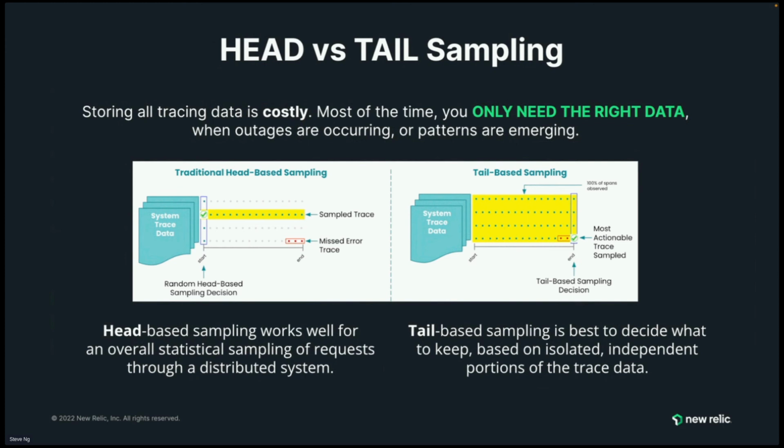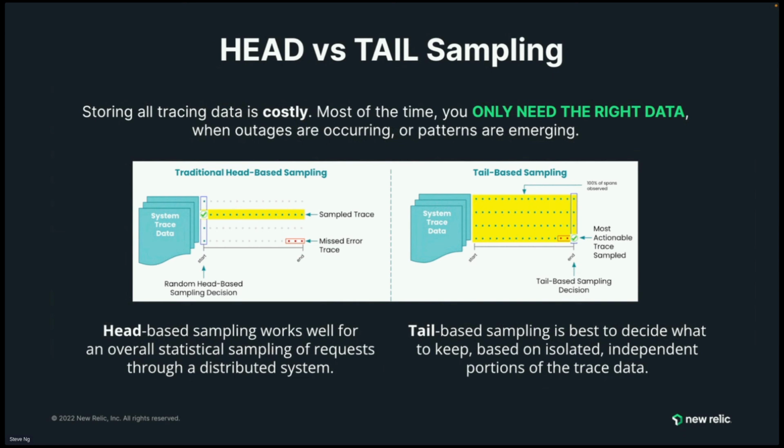The reason is that in the world of tracing, it's very expensive to store all traces, and therefore people use either head-based sampling or tail-based sampling. In a nutshell, head-based sampling works very well for statistical analysis through distributed systems, where you don't have time to see everything, while tail-based sampling is a bit more resource constrained, where you collect everything first, but later on you decide what's more important in your trace data. The reason, as mentioned early, is that tracing data is very expensive, and therefore most of the time you only read the data when outages or patterns are occurring.